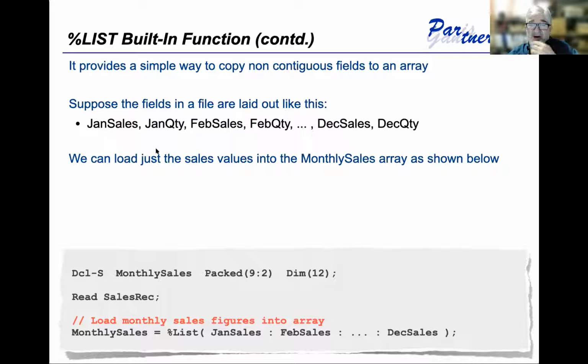But now, if I want an array and I want just the sales values, but those are interleaved with quantities and perhaps other things, price, it might be quantity, price, total sales, it could be multiple things. We can just load them into an array like this. I can say load up the sales array from the list of January sales, February sales, and so on. So I can just list all of the fields that I want to comprise the values for that array, and RPG will load it all up for me. So it's really kind of cool. I like that.